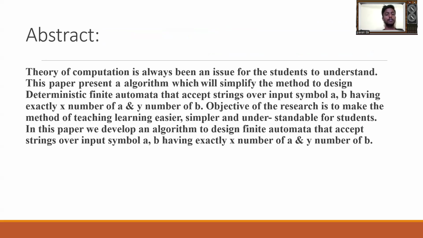Abstract. Theory of computation has always been an issue for students to understand. This paper presents an algorithm which will simplify the method to design deterministic finite automata that accept strings over input symbols A, B having exactly x number of A and y number of B.